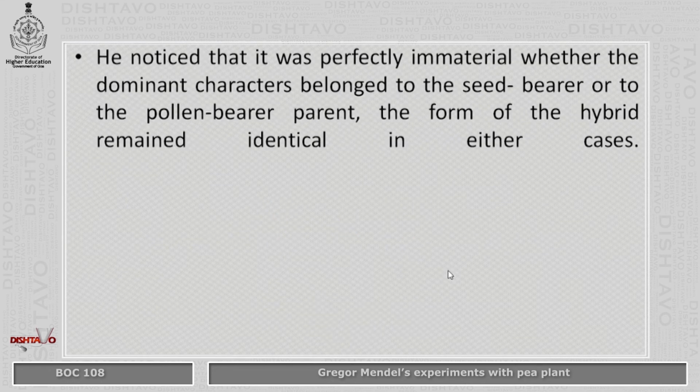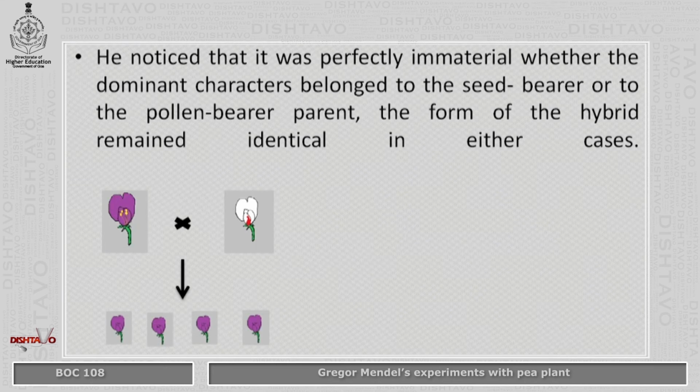He further noticed that it was perfectly immaterial whether the dominant characters belonged to seed bearer or to the pollen bearer parent. The form of the hybrid remained identical in either cases. In the first case, you can see here the purple color flower is representing the male parent and the white colored flower is representing the female parent. However, in the offsprings, all of the offspring showed purple colored flowers.